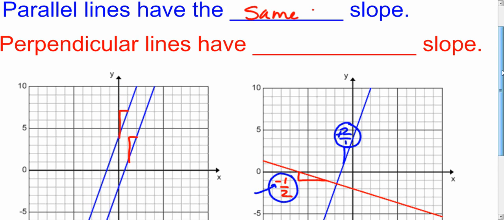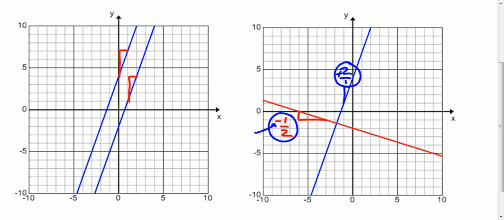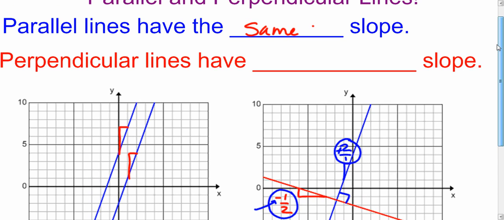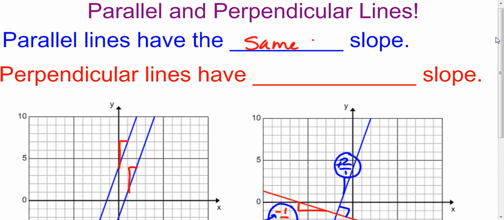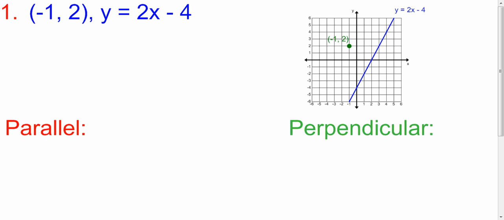So that's how perpendicular lines look, and I know it might be a little bit distorted here on the smartboard, but this is a 90-degree angle right here. And so perpendicular lines have opposite, which means the sign changes. If one's positive, the other one's negative. Reciprocal slopes. Okay? So with that in mind, we're going to do a couple of problems.